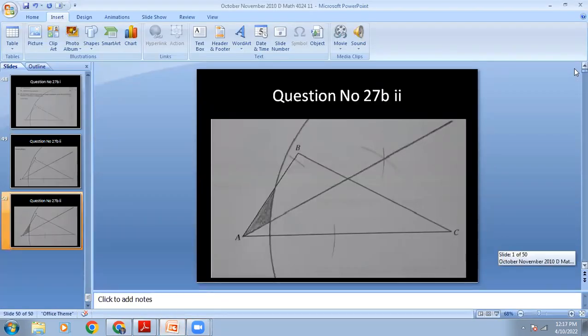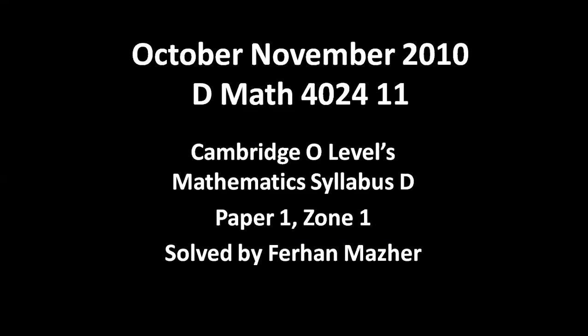So my dear students, today we have completed October-November 2010 paper 1. This paper 1 belongs from the zone 1, and the subject we were studying was DMaths 4024. I have tried my best to explain the concepts of this paper, and because it's a huge paper, it has 27 questions.